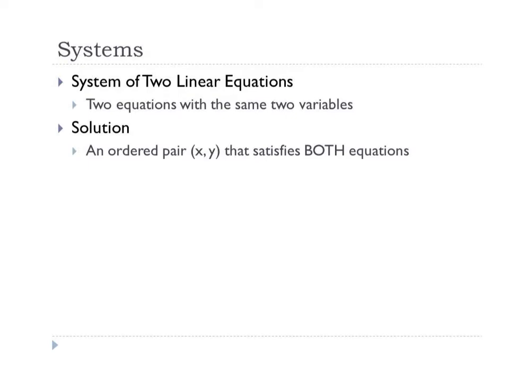Our solution is going to be any ordered pair that satisfies both equations. That means it must work in both. Graphically, that's the point where the two lines would cross.